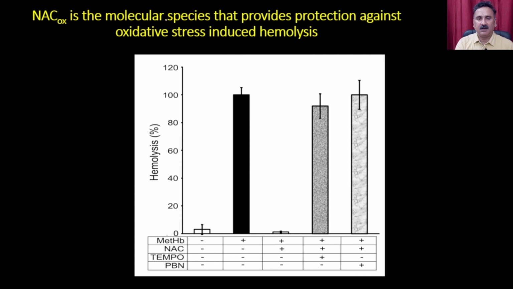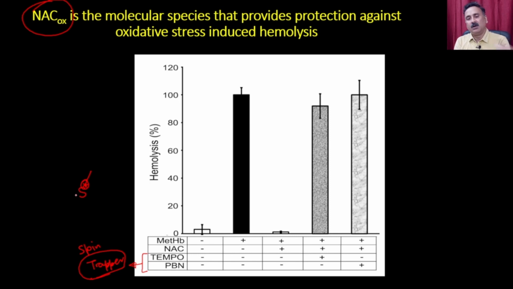Then we tested this NAC oxidation product, and what we found is that when you add spin trappers, these are single electron trappers. If you add the NAC along with TEMPO or PBN, these are spin trappers, so they are going to trap the single electron species. They are not antioxidants, they are single electron trappers. So for example, if you have a sulfur centered single electron, they will go and bind, instead of allowing this inhibitor to go and bind to the enzyme.